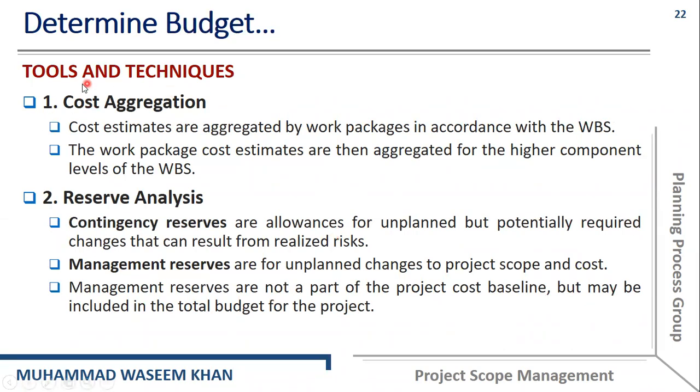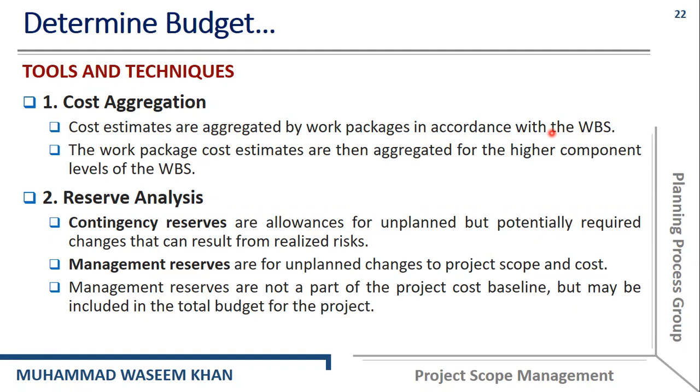Next we have the tools and techniques. The first tool is cost aggregation. You know how to aggregate the values. So in the cost aggregation tool, we aggregate the cost. Cost estimates are aggregated by work packages in accordance with the work breakdown structure. As I told you, in the work breakdown structure we divide the project into control accounts, and then control accounts into different major activities and minor activities.